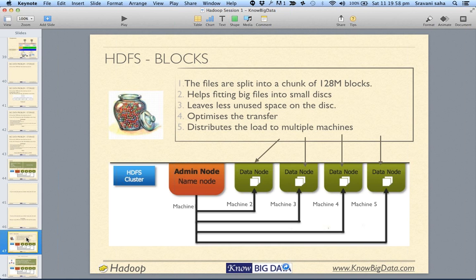This helps us fit big files into small disks. Also, it leaves less unused space on the disk. It optimizes the data transfer. It distributes load to multiple machines. So if a person is watching a movie, the first part it will read from one data node, the second from the second, and so on. That way the load is distributed to 8 nodes instead of one node.